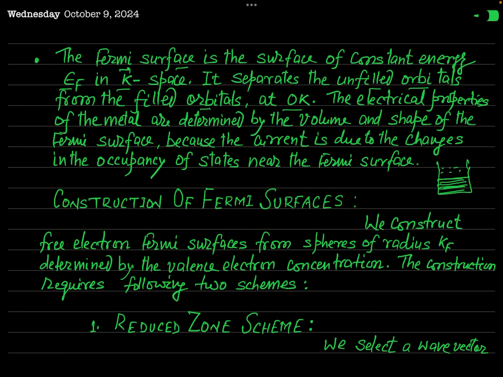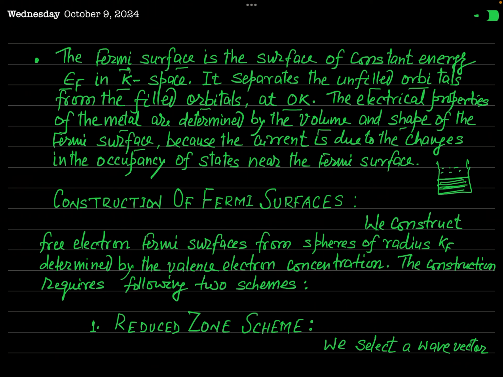Okay, and as I have told you, the electrical properties of the metal are determined by the volume and shape of the Fermi surface. What is the shape of this Fermi surface, what is its volume, that completely decides the electrical properties of the metals.